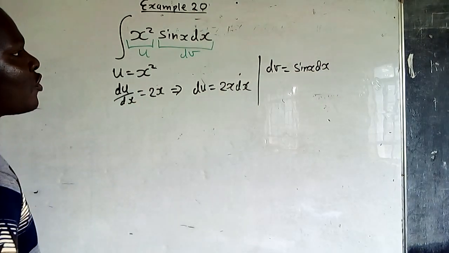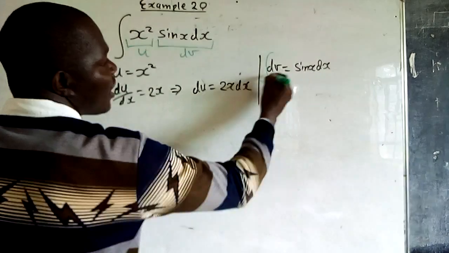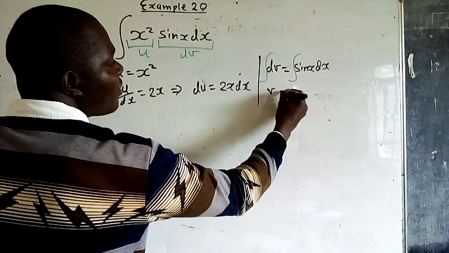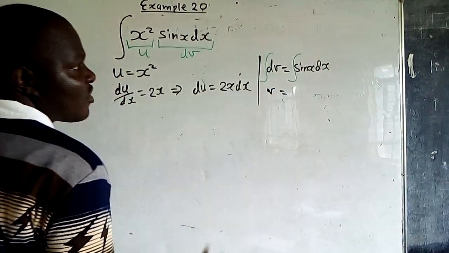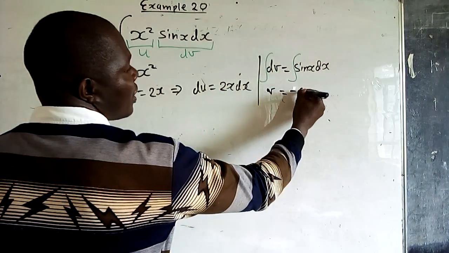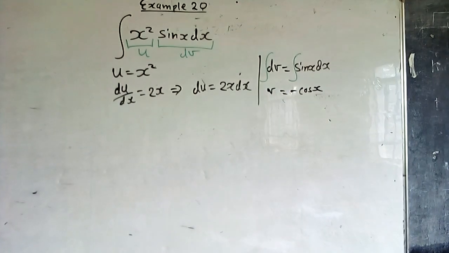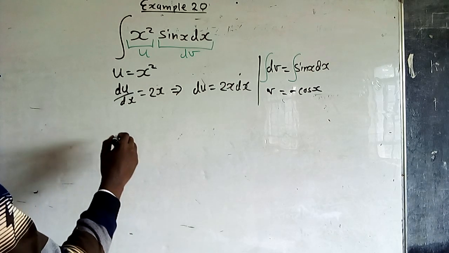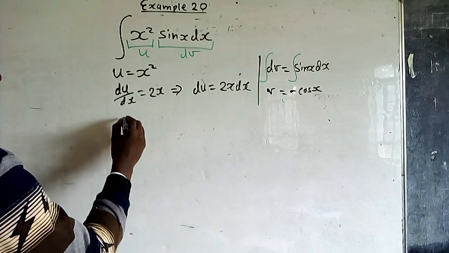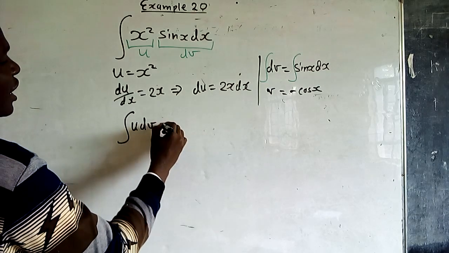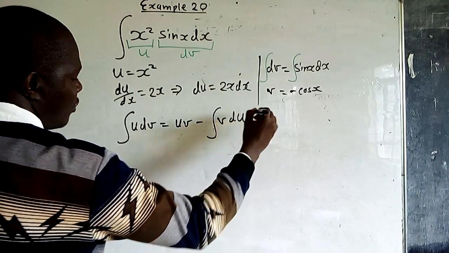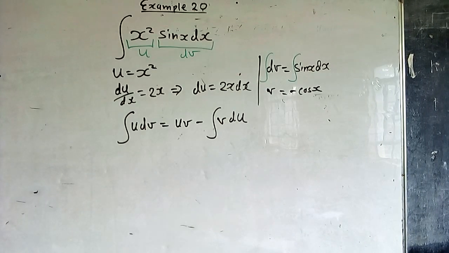So for you to get v, what do you do? You introduce integral on both sides, isn't it? If you integrate dv, you remain with v. If you integrate sin x, you get negative cos x over 1. So you know very well integration by parts: if you have the integral of u dv, you get uv minus the integral of v du. Are we together? Yes. Good.